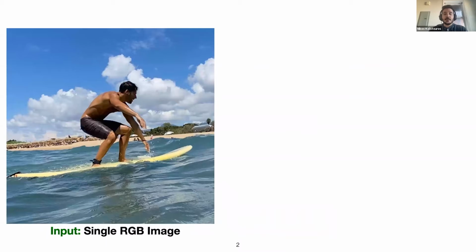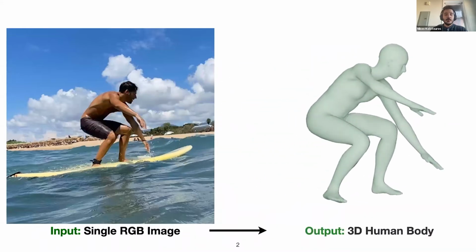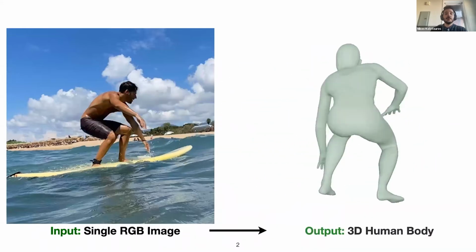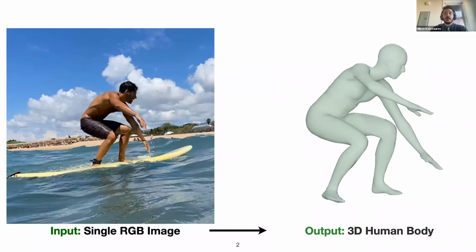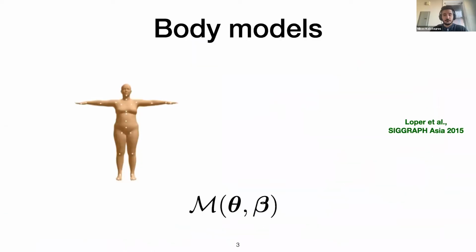So let's start this talk by quickly introducing you to the problem we are trying to solve. Our input is an image of a person, and our goal is to reconstruct a 3D body in the form of a mesh. To represent the 3D body of a person, we make use of body models.